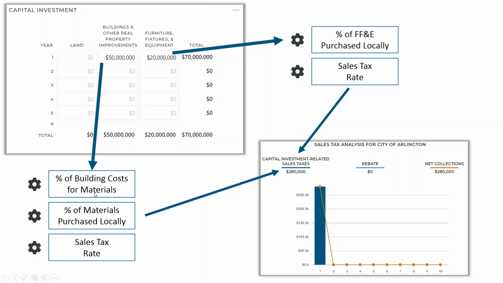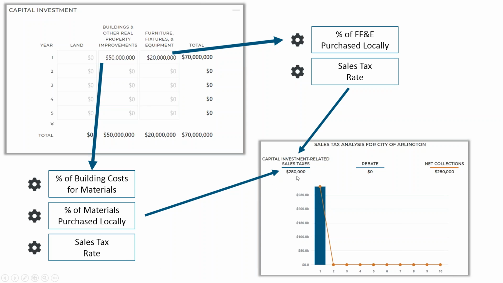It's 50% in most models. And then the percent of materials purchased locally, we look at the construction location quotient and do some things, and then there's a parameter in there for you. If we know it's going to be 100%, you can adjust it. And then obviously the local city sales tax rate or the district sales tax rate, whatever it would be in that case.